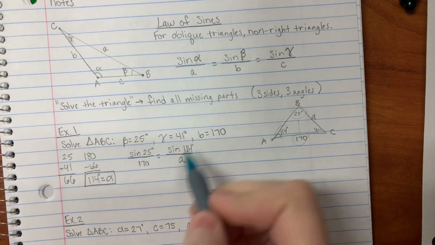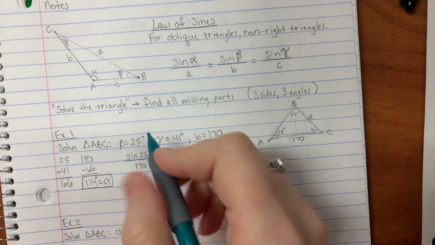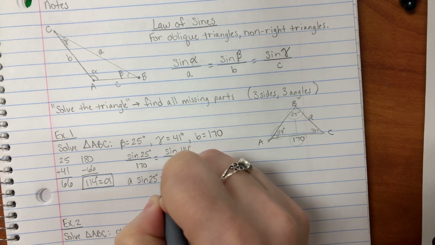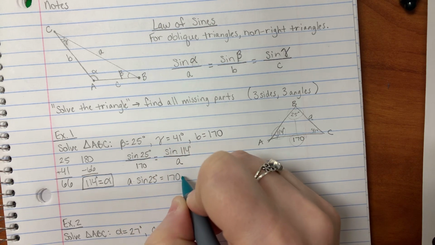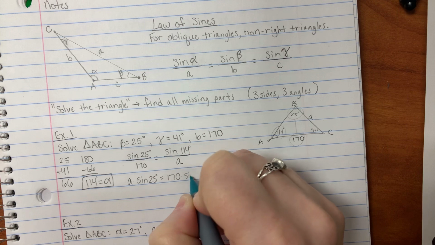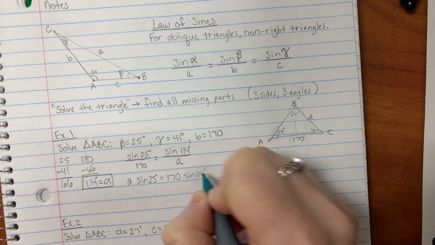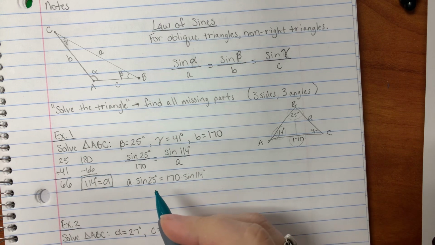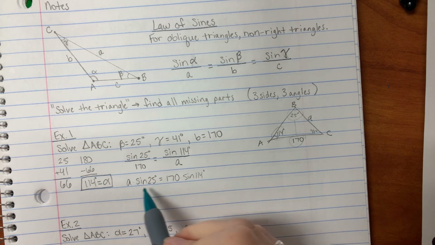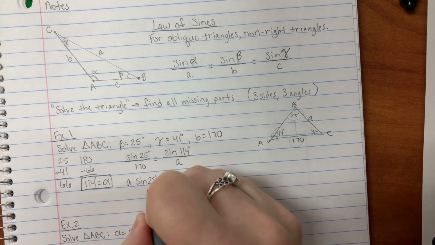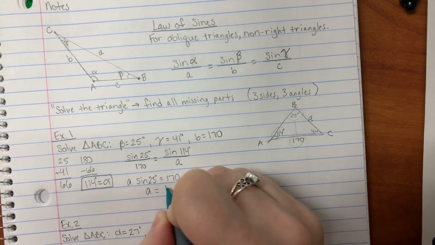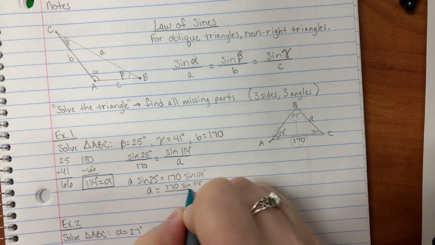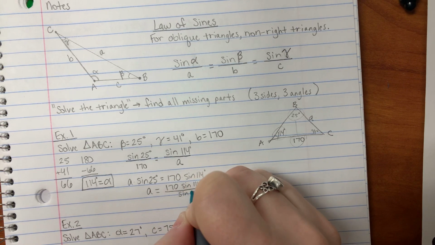So now I'm going to cross multiply and solve. This would give me A times the sine of 25 degrees equals 170 times the sine of 114 degrees. So if I go ahead and divide by the sine of 25, A will be 170 times the sine of 114 divided by the sine of 25.